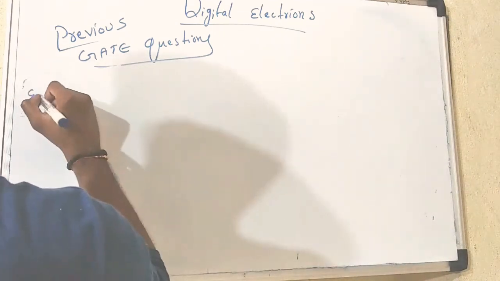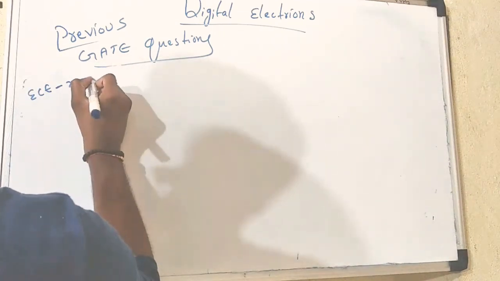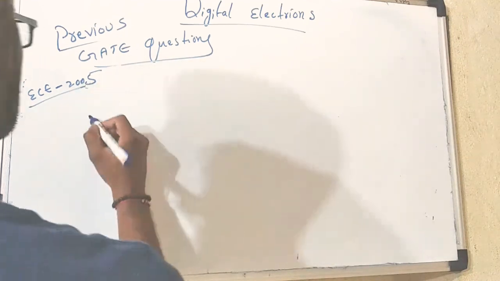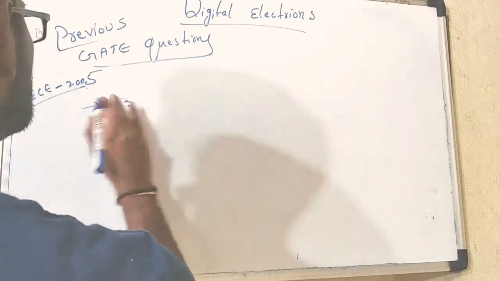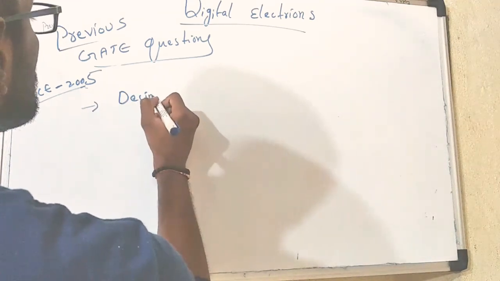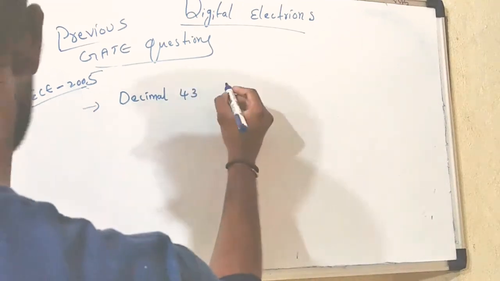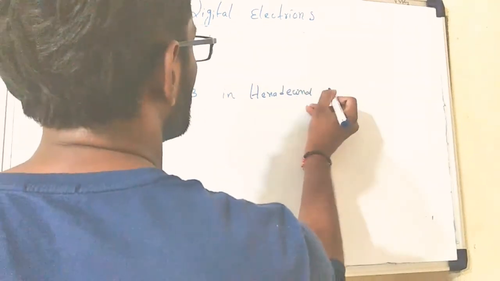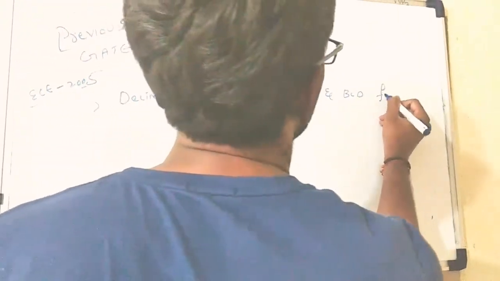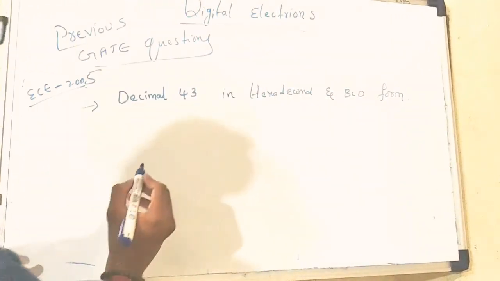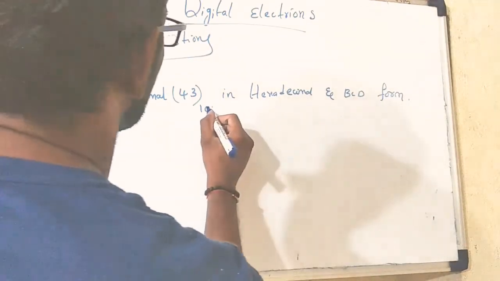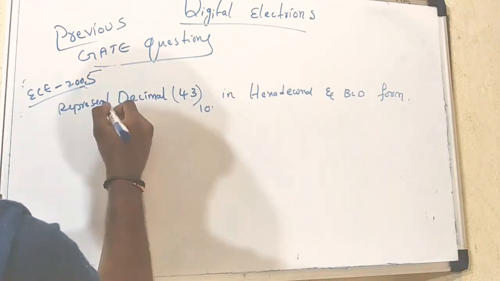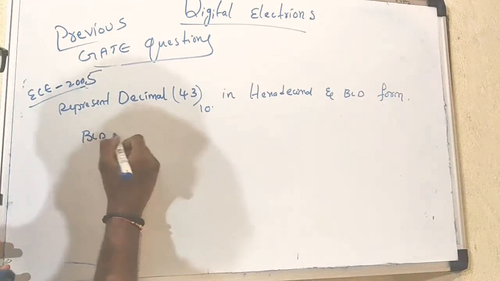Okay, another question. This is EC 2005. Given this decimal number, decimal 43, represent it in hexadecimal and BCD form. Again, 43 in decimal form. We have to represent this in hexadecimal and BCD. First, we will represent it in BCD form.